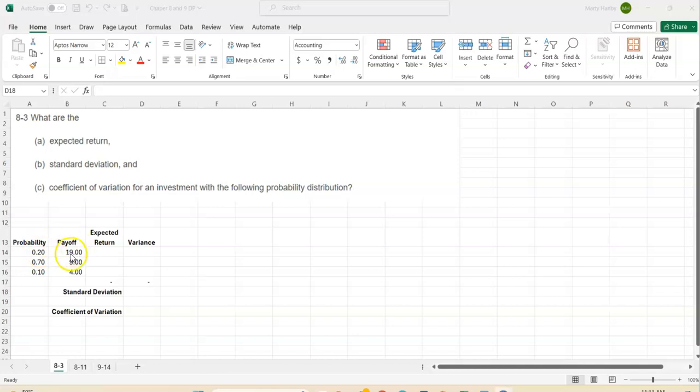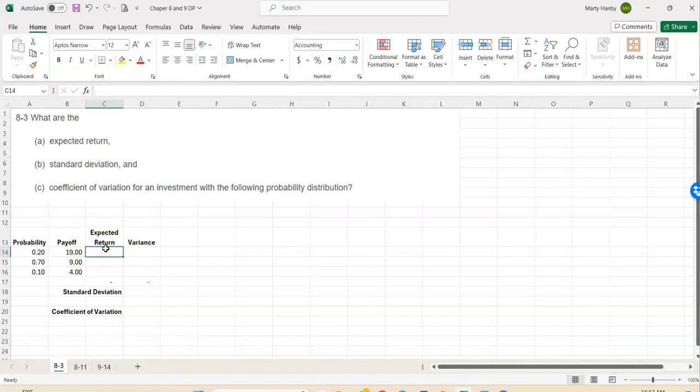And one of the things that I do is I enter the returns or payoffs as whole numbers. You can enter them as percents, but you end up having to do more formatting if you do it that way. So our probabilities are 20%, 70%, and 10%. Respective returns are 19%, 9%, and 4%.